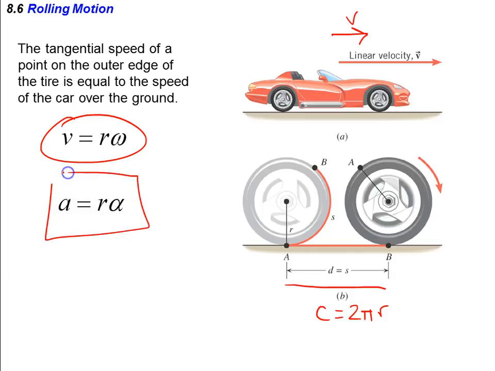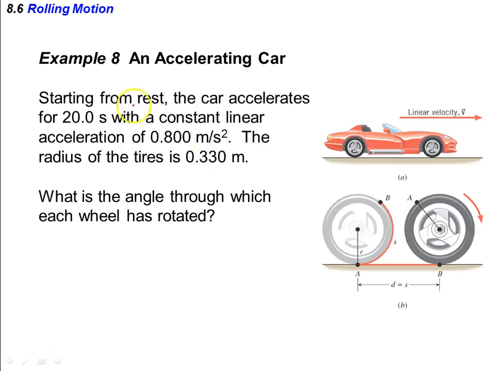And so the acceleration can be found the same way. The linear acceleration of the car will be found by the acceleration of the tires, so how fast they're increasing their rotation, and multiply that by the radius. Looking at an example here, we have a car that's starting from rest, accelerates for 20 seconds with a constant linear acceleration. So that's a, and this is t here. So we're given a and t. The radius of the tires is 33 centimeters. We want to know what is the angle through which each wheel has rotated.